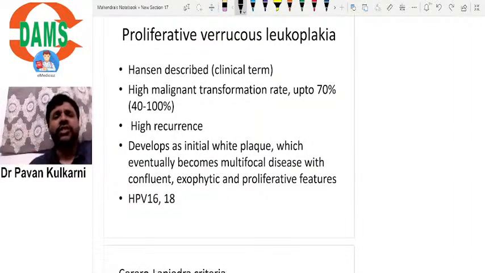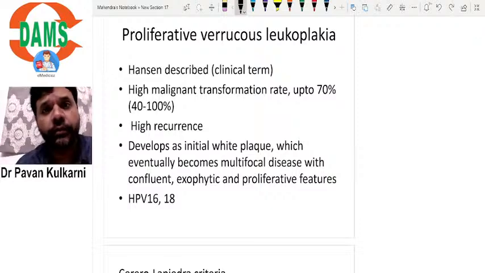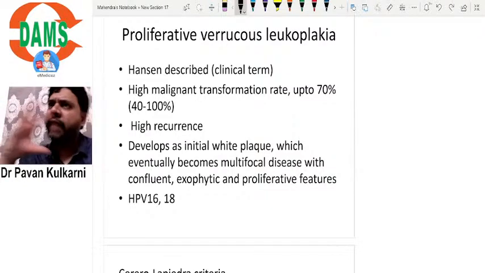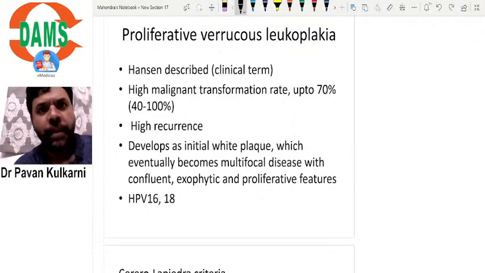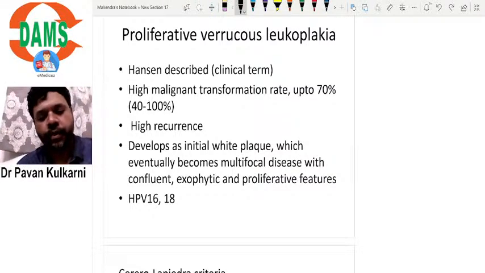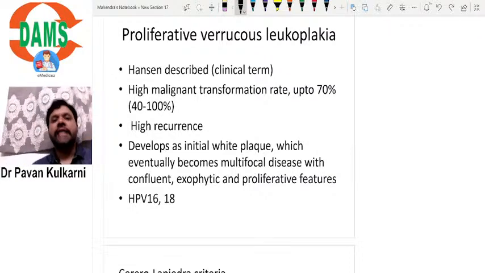Why are we discussing this lesion so much? Because it has the highest malignant transformation rate. Malignant transformation rate is almost up to 70%. And high recurrence. What do you mean by high recurrence? If I remove that white patch, there is a high chance that the PVL can recur again. That is the importance: the highest malignant transformation rate, and the highest recurrence.